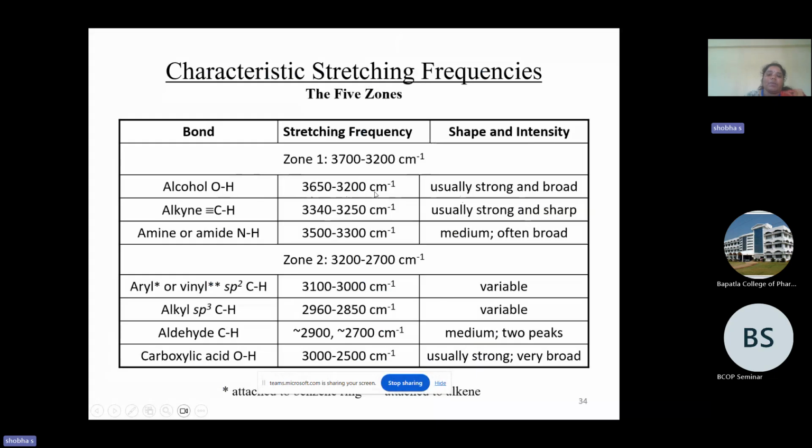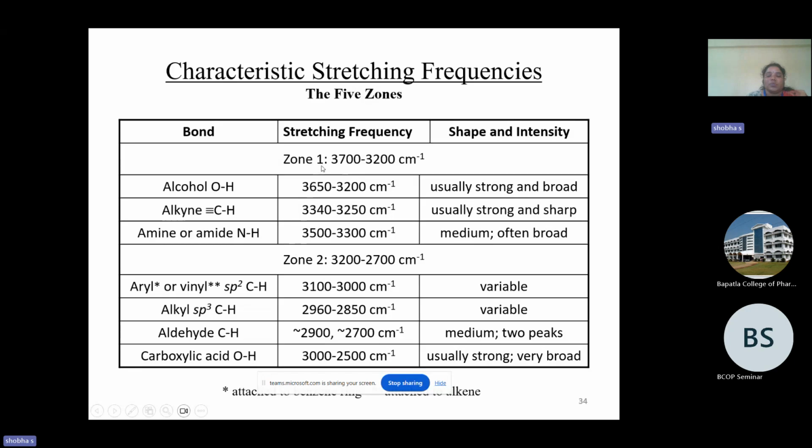By seeing the peak only, we are going to tell that this is having alcohol, like methanol and all. Alkyne stretch, the H attached to the alkyne group, will be observed in the region of 3,340 to 3,250 cm inverse, which also has a dipole moment, right? For that reason, it is also a strong as well as sharp peak we're going to see. Some practice problems are also there after this slide.